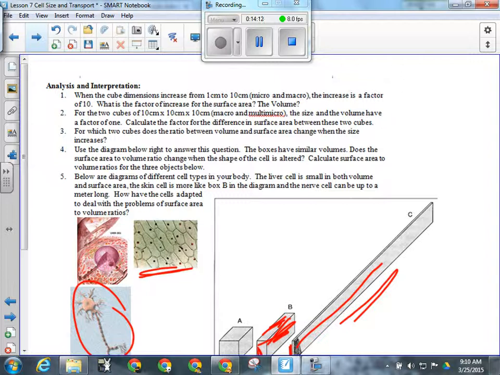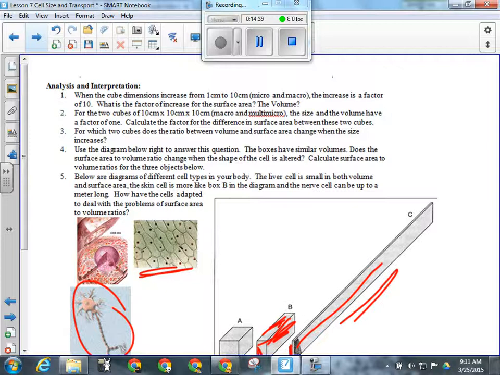For number 2, it's asking you to compare the 2 big cubes, macro and multi-micro. They're the same size. They have the same volume. But it asks how many times bigger is the surface area of multi-micro than of macro. How many times more surface area does multi-micro have than macro does?